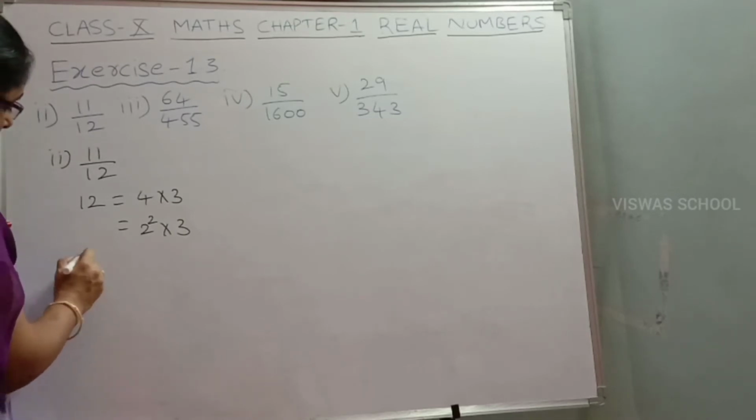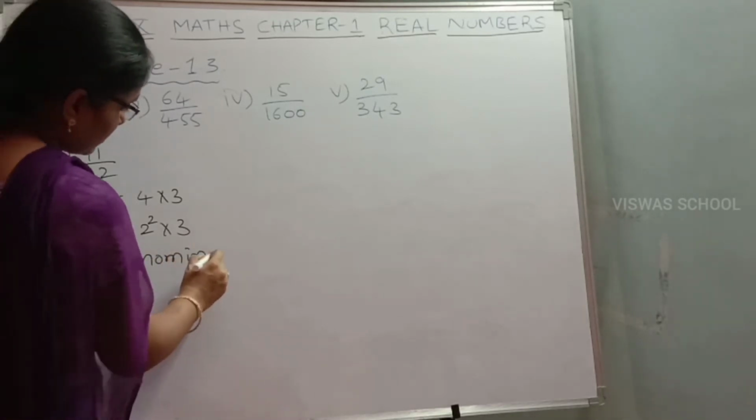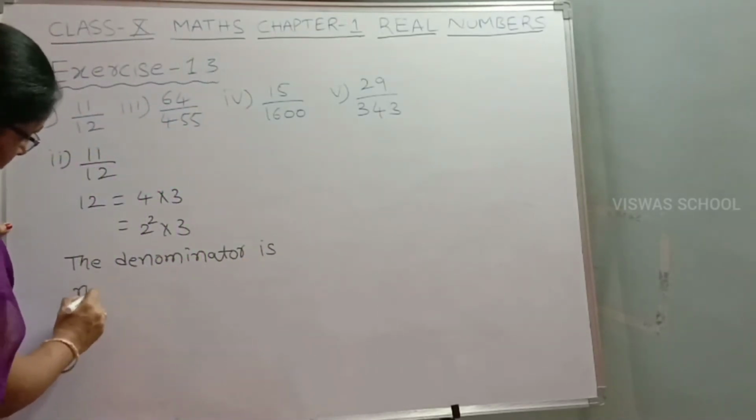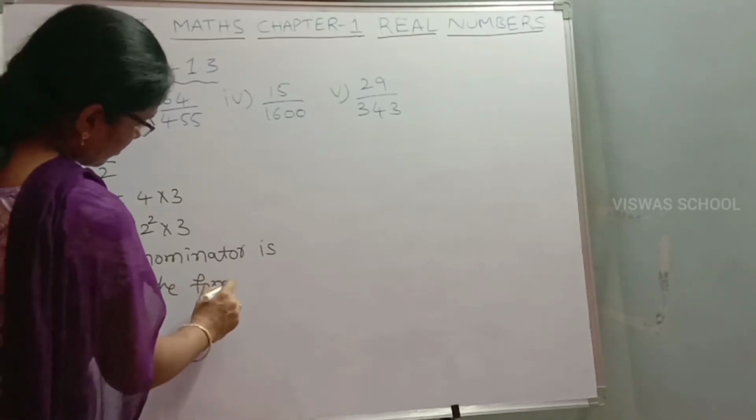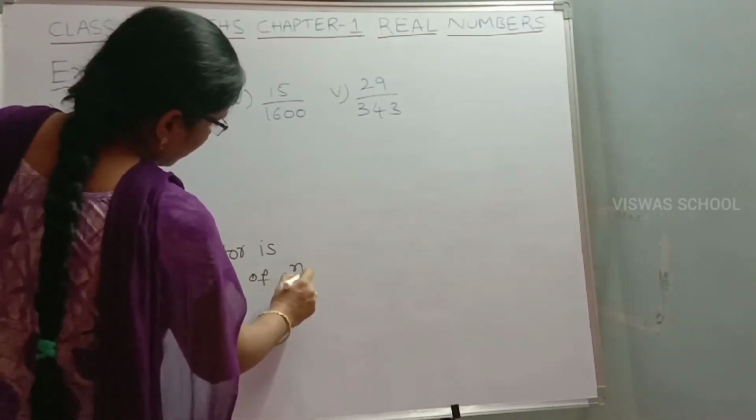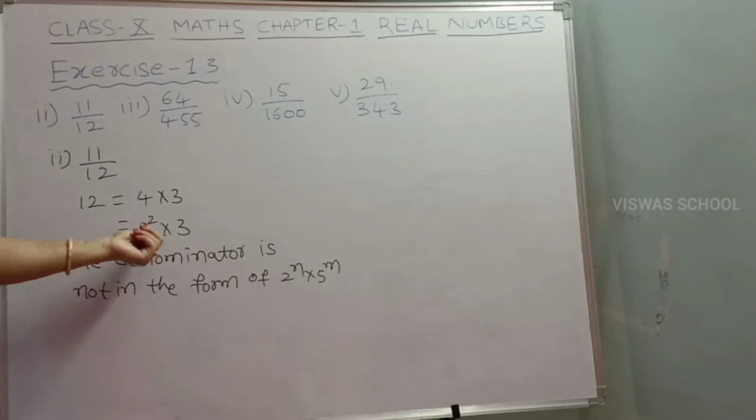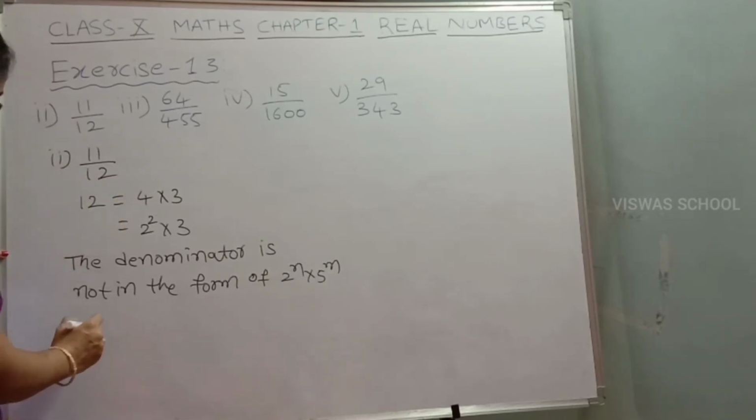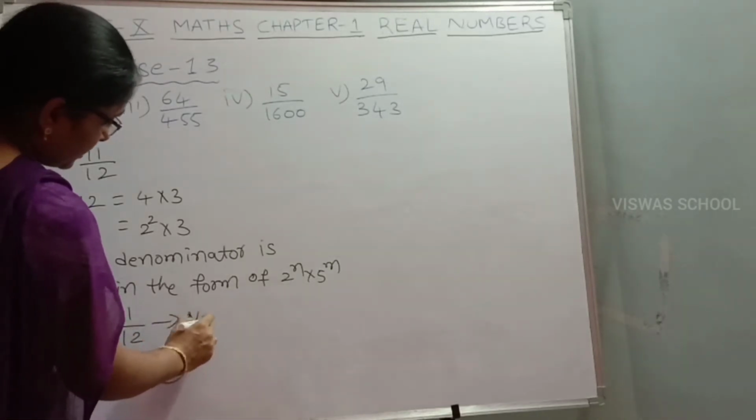That is, the denominator is not in the form of 2 power n into 5 power m. Here it is 2 square into 3. That's why 11 by 12 is non-terminating and repeating decimal. Therefore, 11 by 12 is non-terminating repeating decimal.